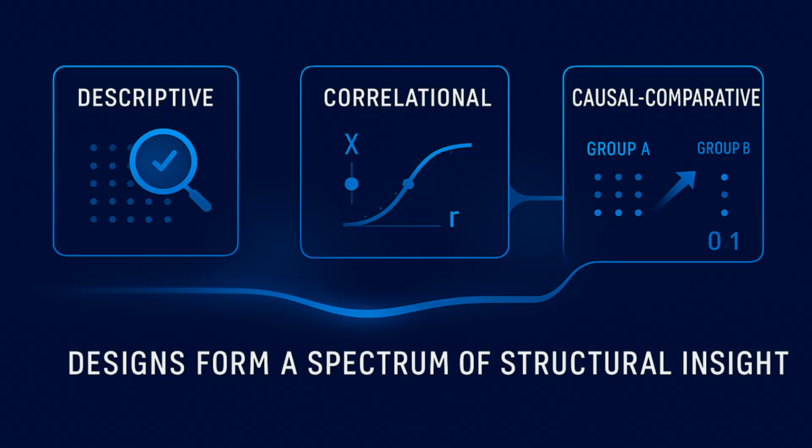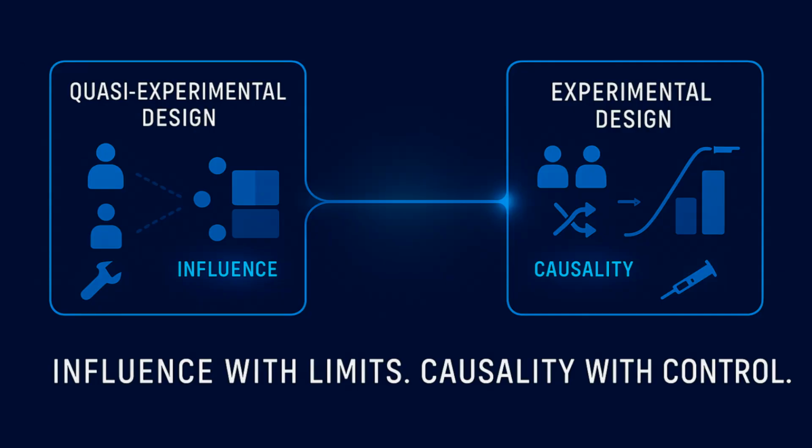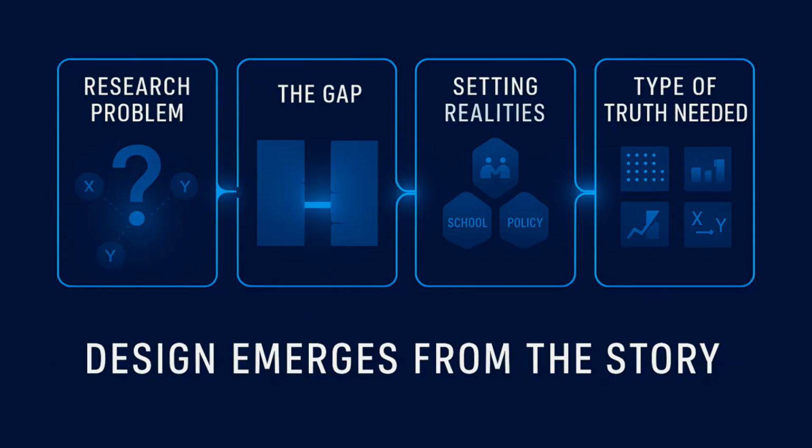When seen together, these designs form a spectrum of structural insight. Descriptive designs clarify what exists. Correlational designs reveal how variables move together. Causal-comparative designs uncover differences between natural groups. Quasi-experimental designs illuminate influence when control is limited. Experimental designs determine causality when control is possible and ethical. The design does not emerge from preference. It emerges from the storyline of the research problem, the shape of the gap, the practical realities of the setting, and the type of truth the field needs.